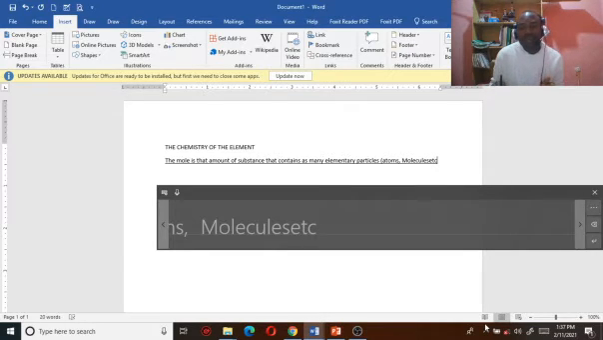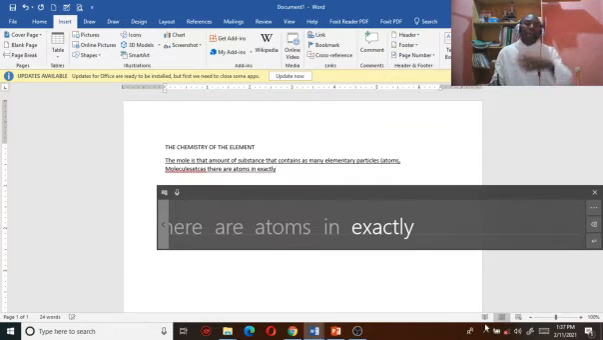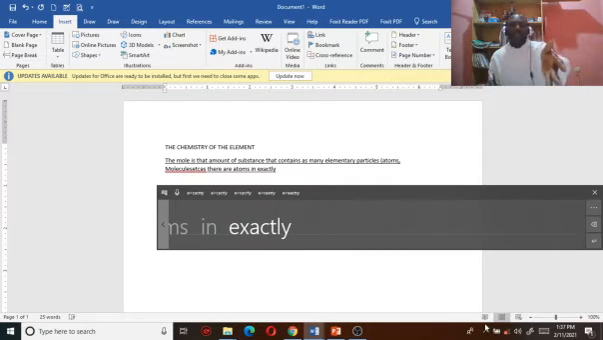Now you see, as there are atoms in exactly. Now you see, my typing speed is quite fast here when I'm using the writing part.